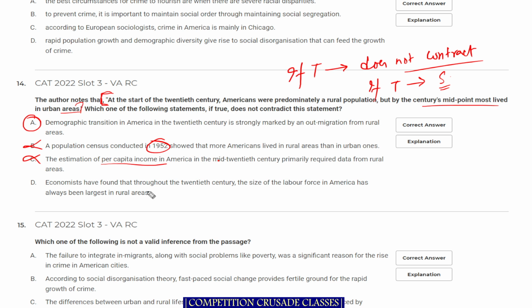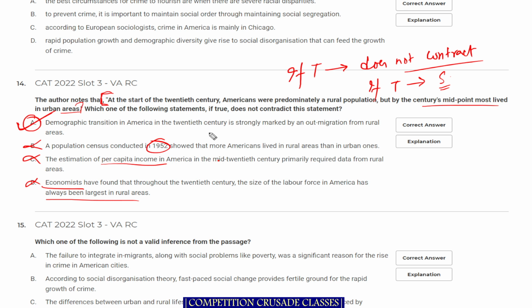Economists have found that throughout the 20th century, the size of the labor force in America has always been largest in the rural areas. This is a very interesting statement. Economists have found out... nowhere have we mentioned economists, so this also can get eliminated. So with that being said, I think A can be my answer.